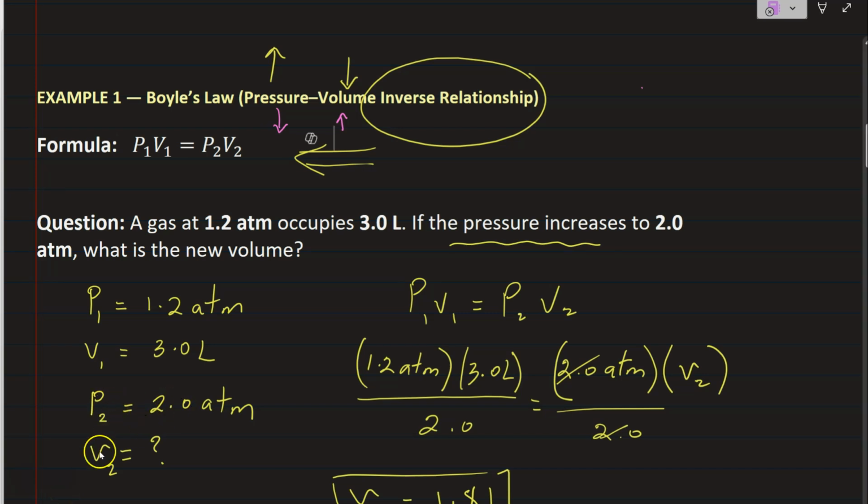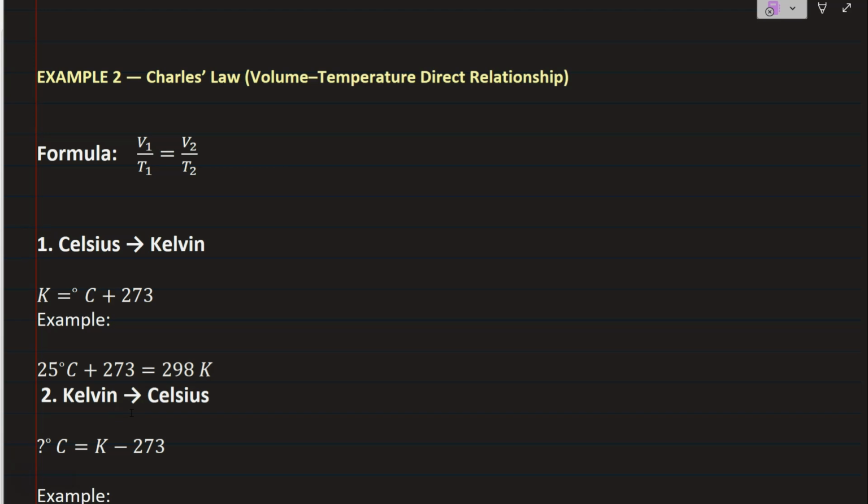Okay, let's look at the next question. The second example is about Charles' law. This is the volume and temperature relationship, and it is a direct relationship. So what does that mean? If the volume of the gas goes up, the temperature increases. If the volume goes down, the temperature goes down. Simple as that. That's the direct relationship. One goes up, the other one goes up. One goes down, the other one goes down.